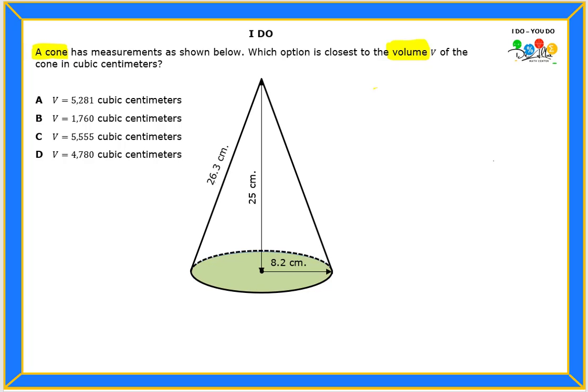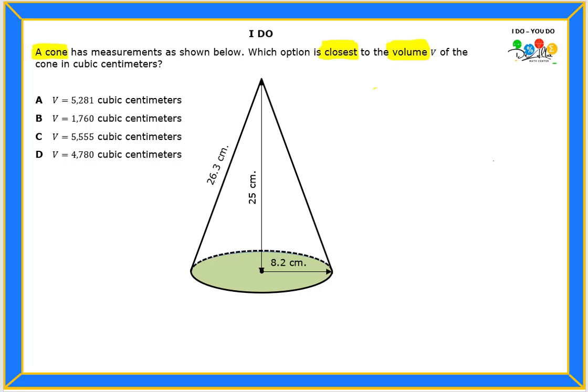Now notice how this question says find the closest. That means that once you work out your own problem, you are going to come up with an answer that might not be exactly as the answer choices, but it'll be very close to that. So what am I going to do next?